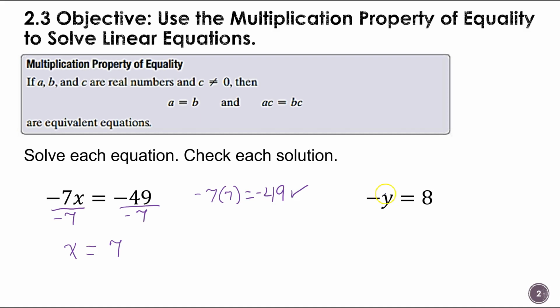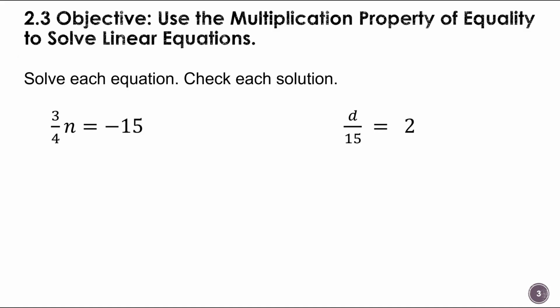On the second equation, this really means negative 1y, right? So we're going to divide by negative 1, and that leaves us y equals negative 8. Remember, when you're solving, your variable has to be a 1x, 1y, whatever the variable might be, and so we're dividing to make that happen.